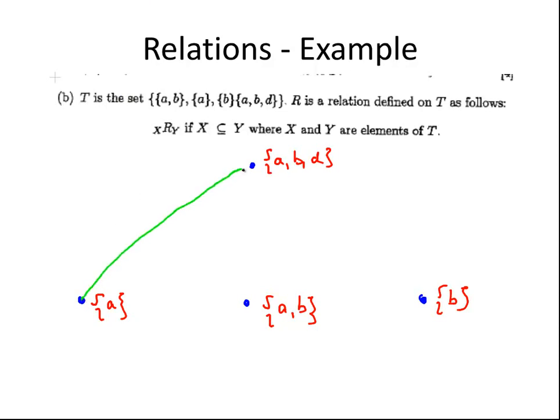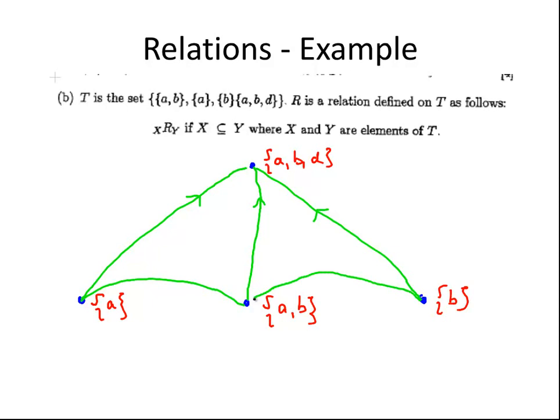So {A} is a subset of {A, B, D}. {A, B} is a subset of {A, B, D}. And {B} is a subset of {A, B, D}. So those are a couple of our relations. {A} is also a subset of {A, B}, as is {B}. So two more directed edges there.